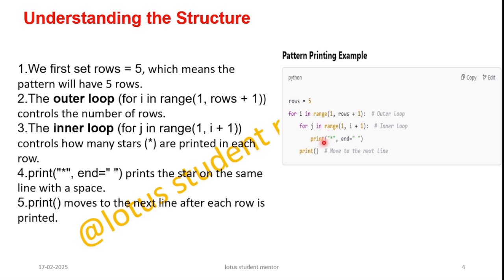Print star with end space means print the star on the same line. We gave the space, so that space will be printed at the end of the star. Very simple. The next print moves to the next line. This print explains the next line after each row is printed. I am going to demonstrate: if we remove this print, what will happen? If we remove this end space, what will happen? Very systematically and practically, so that we can understand the nested for loop very easily.